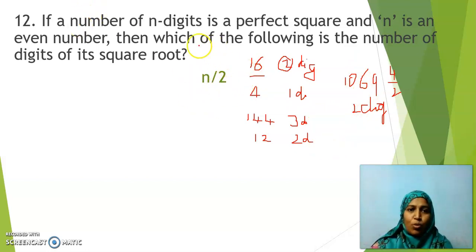So revise this property again and again. If you have any clarification, feel free to call me and discuss about this. Okay, I can explain you more clearly again in one more video if you feel that it is not clear to you.